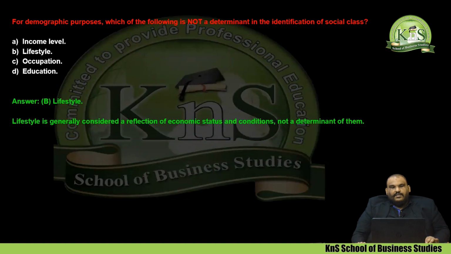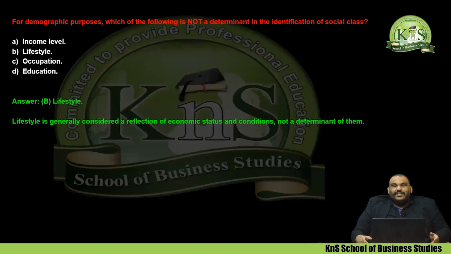It's B, lifestyle. Because your lifestyle is a reflection of economic status and condition, not a determinant of them. What does this mean? The lifestyle that you are living right now, what you're enjoying, is the result of your income. It's the result of where you live. It's the result of how well educated you are. The more well educated you are, the richer you are, and the more you're living in a well-off country, then you'll be able to have the lifestyle that you're enjoying right now.